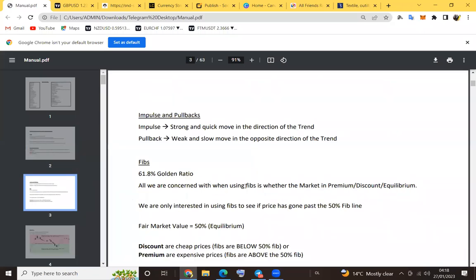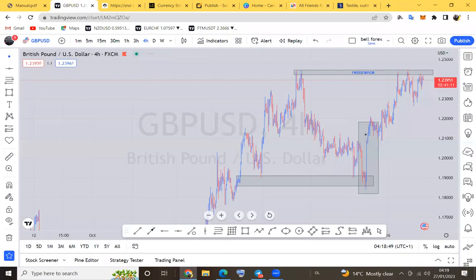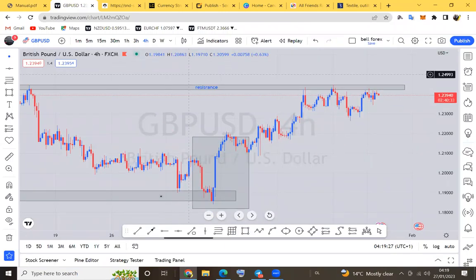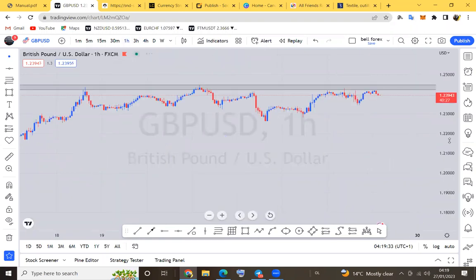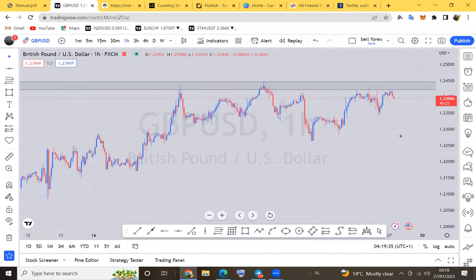Now, impulses and pullbacks. Impulse: a strong and quick movement in the direction of the trend. Listen to me attentively. Impulse, a strong and quick movement in the direction of the trend. Pullback: a weak and slow movement opposite the direction of the trend. So if we go on this chart, for example, I would like to take the current situation on GBP, and we'll use the most recent actions to show you what's happening.